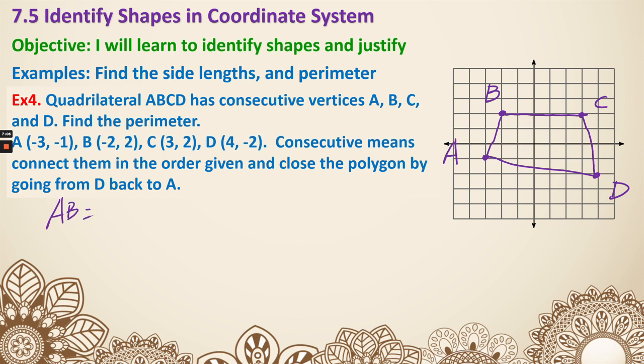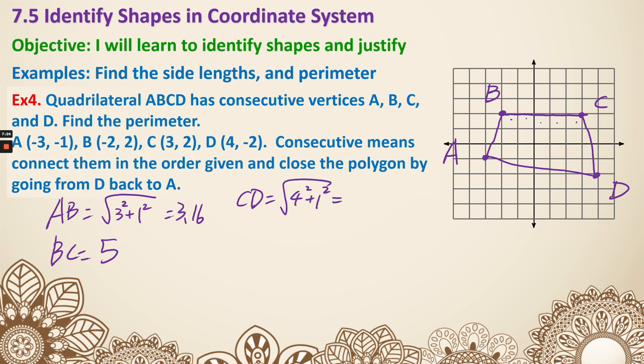AB looks like a 3 by 1. So 3 squared plus 1 squared is the square root of 10, which is 3.16. BC is a flat line, so all we need to do is count how far it is: 1, 2, 3, 4, 5. So 5. CD is a 4 by 1, so 4 squared plus 1 squared, which is equal to 17. That is 4.12. Lastly, DA is going to be a 1, 2, 3, 4, 5, 6, 7 by 1, so 7 squared plus 1 squared. That's equal to 50, which in your calculator is going to give you 7.07.